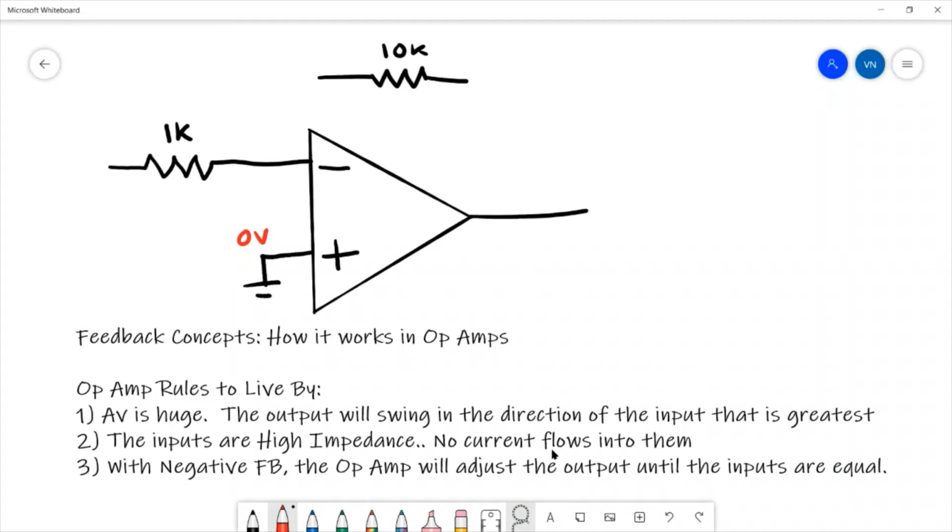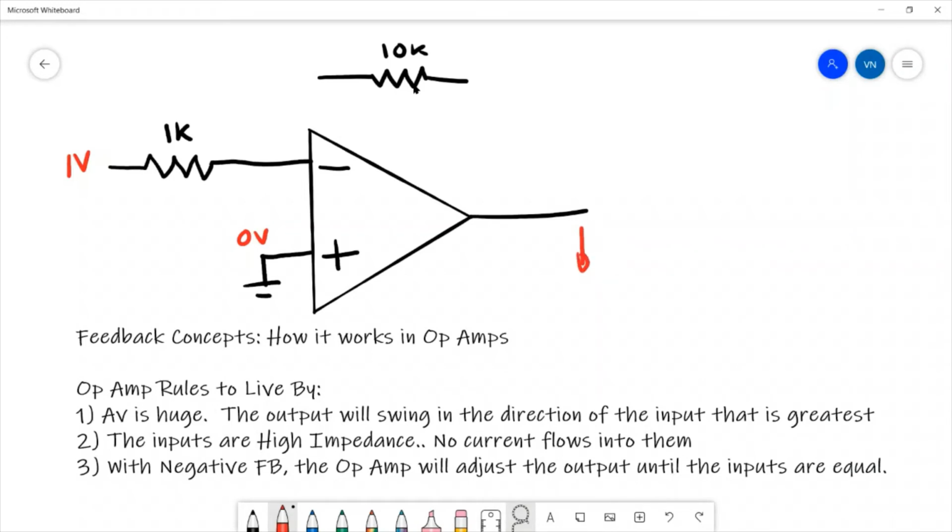The negative input is connected to a 1 k ohm resistor, and that 1 k ohm resistor is going to get connected to some other source, let's say 1 volt. Now up over here we have a feedback resistor, which currently hasn't been connected. So since the negative input is currently greater than the positive input, the output is just going to swing down to the most negative value.